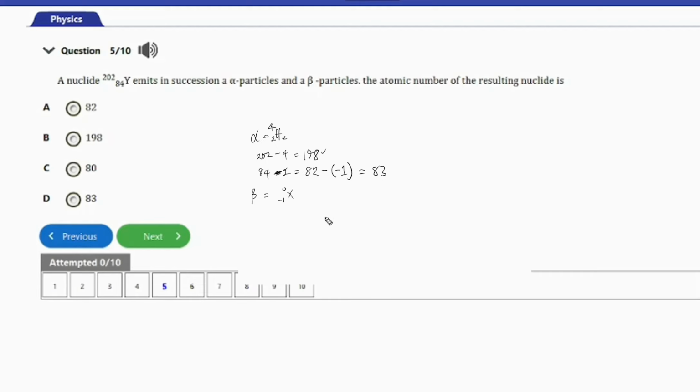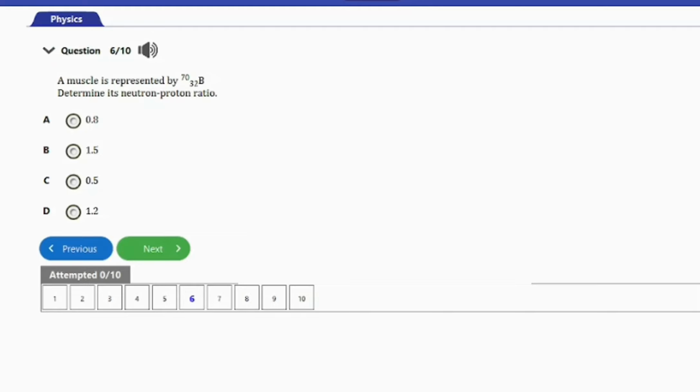So let's go ahead and consider the next question, guys. So the next question we have here is question number 6. It says a nuclide is represented by 70:32b. So determine its neutron-proton ratio.